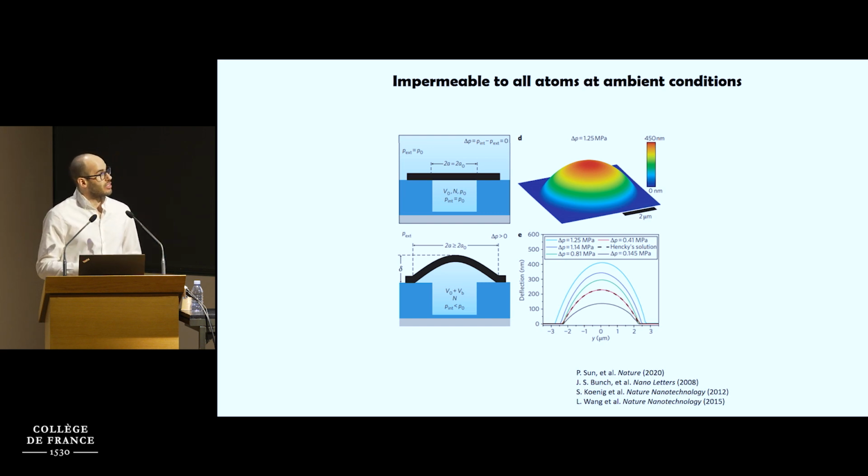Then they pressurize this cavity with gas. And what happens is your 2D membrane bulges upwards pretty much like a balloon. This deflection can be monitored using an atomic force microscope, and by monitoring it, you can tell what the pressure inside the cavity is. In these experiments, they demonstrated that these crystals are impermeable to all atoms.